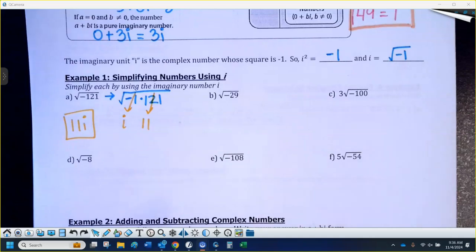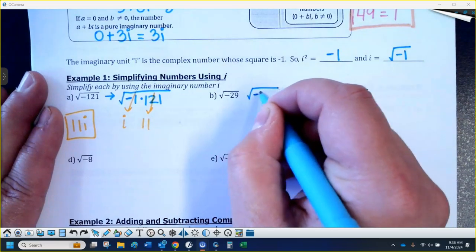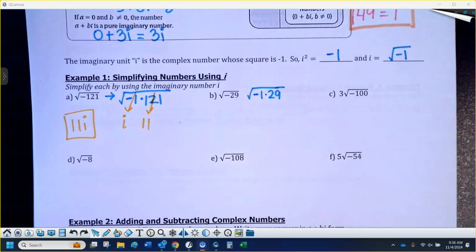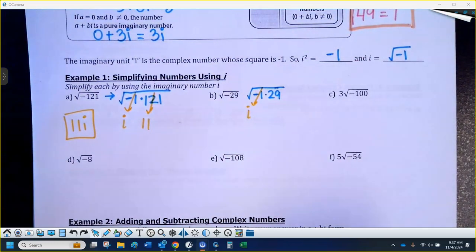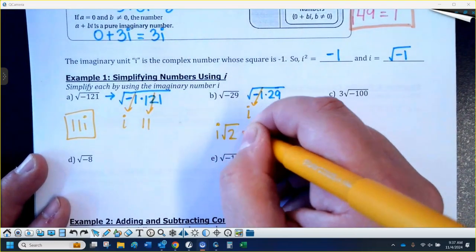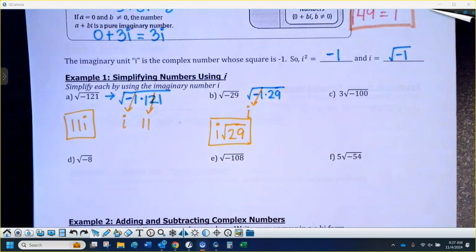Now, for this next one, can 29 be broken down under a square root at all? Like any perfect square? No. All right, and you don't have to write this, but you can pull out, because of the negative, an i. It's not considered simplified if you have a negative under the square root. All you have to do is pull out i to take care of the negative. So our answer would be i, and then radical 29 would just stay under the square root. That's all you have to do.